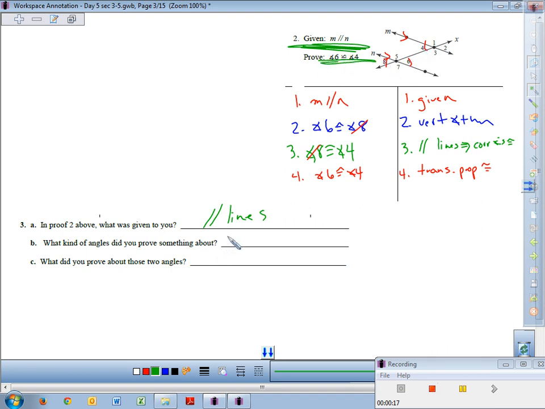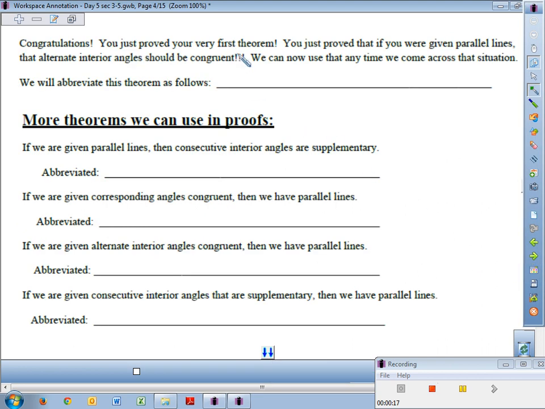Those are alternate interior angles, and we'll abbreviate that, alternate interior angles. And what did we prove about those two? We proved that they were congruent to each other. So congratulations, we just proved our very first theorem. We proved that if we were given parallel lines, then alternate interior angles should be congruent.